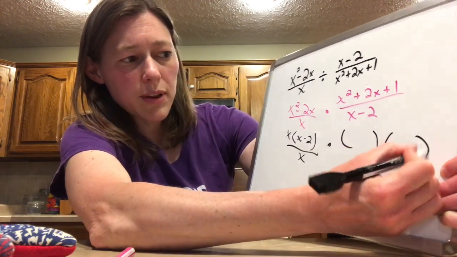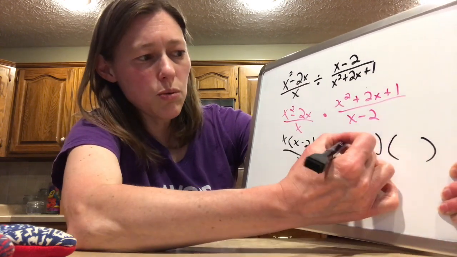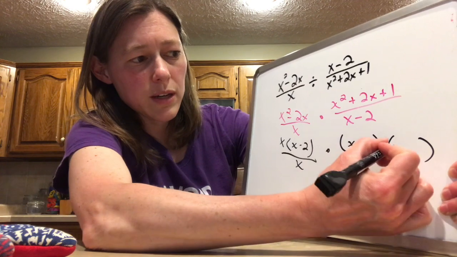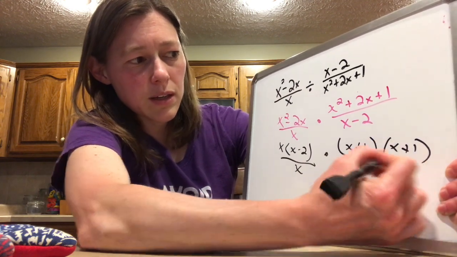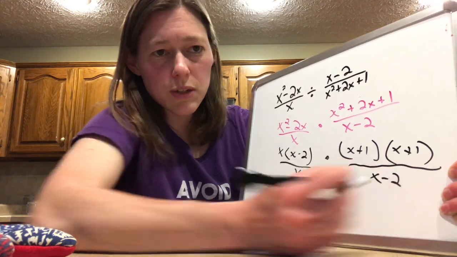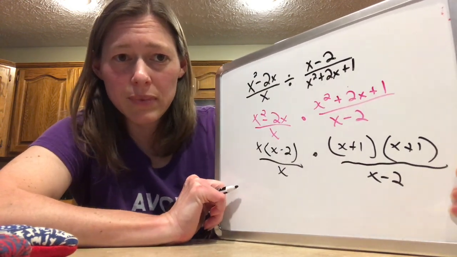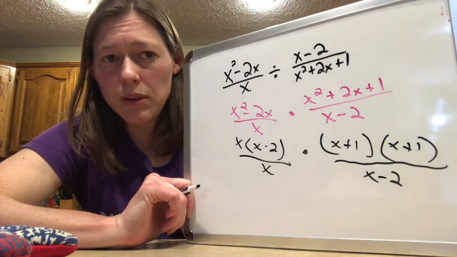Now this one, we're going to factor, we're going to unfoil that. It's 2 sets of parentheses. So we need 2 numbers that multiply to be 1 that also add up to be 2. So that would be 1 and 1. So x plus 1, x plus 1. And then this one is already x minus 2. Okay, so that's what it looks like. Sorry about the handwriting. And the 3-year-old in the background.